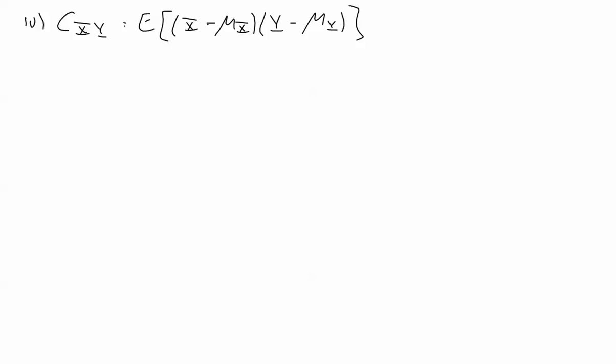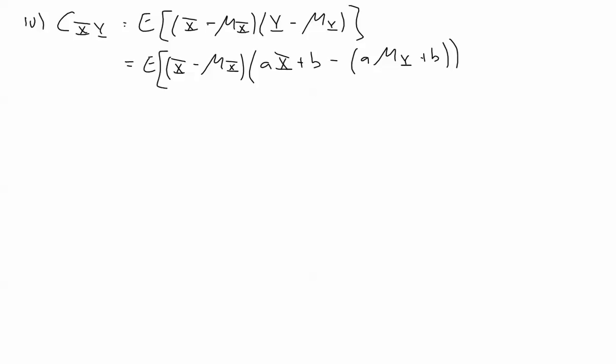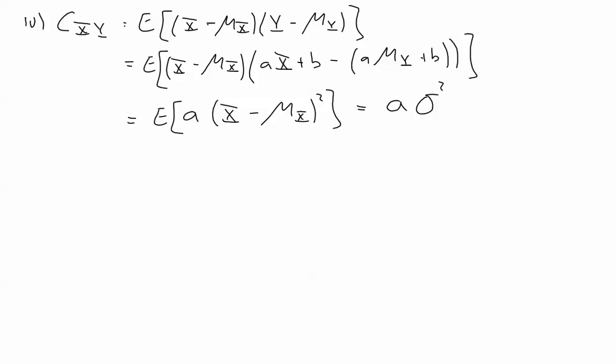That's covariance. Plug in what we know. We're going to have, plug in y, I get a x plus b, and then mu y is a mu y plus b. And this will be the expected value of a times x minus mu x, quantity squared, or just a times the variance of x. Okay? Hopefully you can check me on the math there.